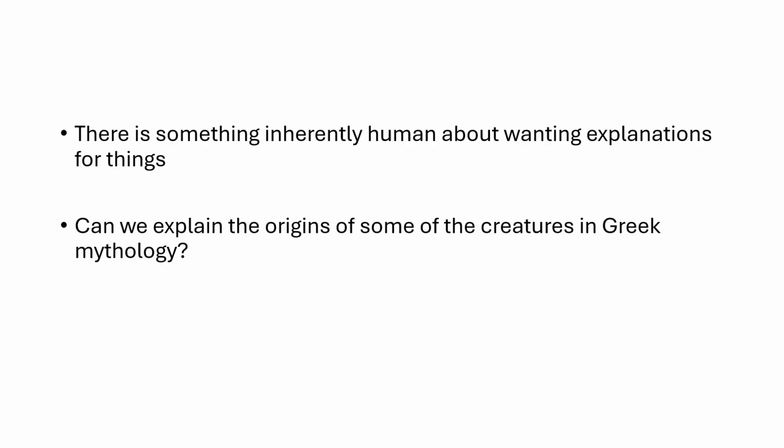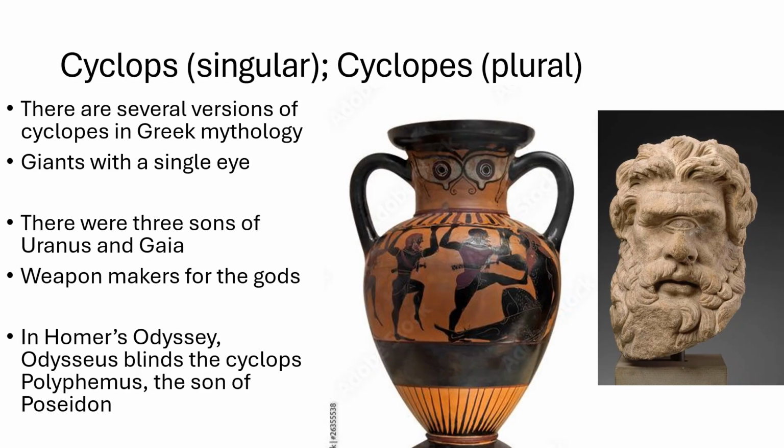There's something very human about trying to find an explanation for the things that we see around us. So we find that cultures all around the world have creation stories. They have stories to explain the birds, the animals, the geological features that they see around them. So what we're going to do in this lesson is look at some of the possible explanations for the creatures in Greek mythology. And we're going to start off by looking at the Cyclops.